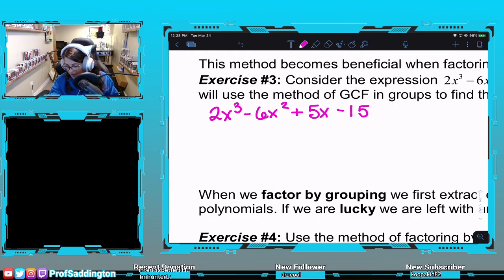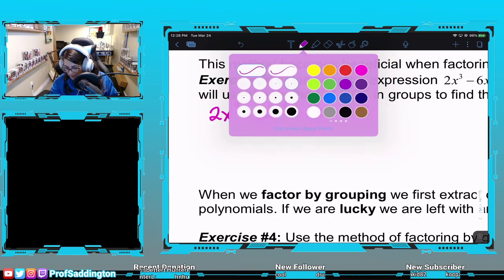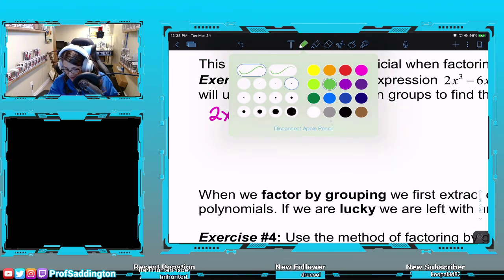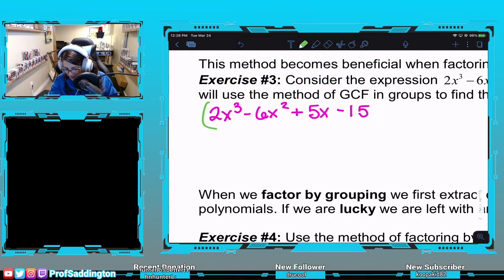So what we're going to do is, let me get a different color, bundle the first 2 terms together and the second 2 terms together. Excuse me, I should have included that plus sign. Go back. Okay, let's include them all together. So then I'm going to look at one bundle at a time to factor.